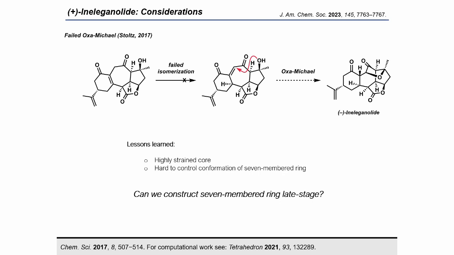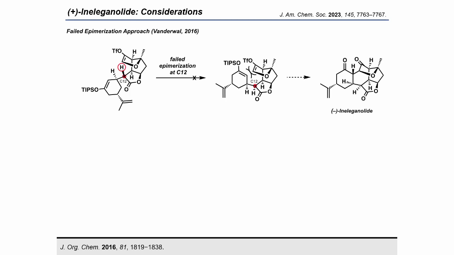We were drawn to the report from Chris van der Wal and co-workers that made exactly that disconnection. Getting to a late-stage intermediate, they were planning to build the C4-C5 bond through an intramolecular attack of an acyl enol ether to a latent oxocarbenium ion.